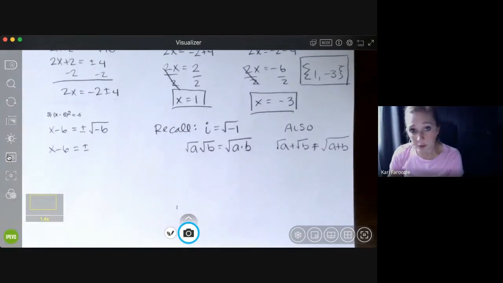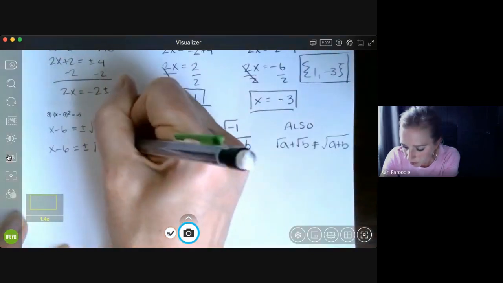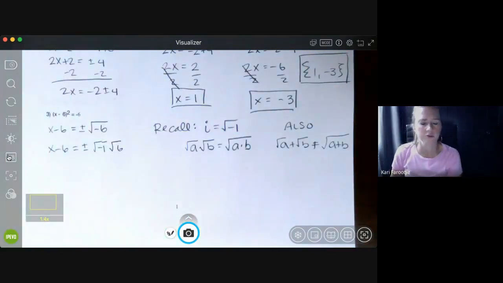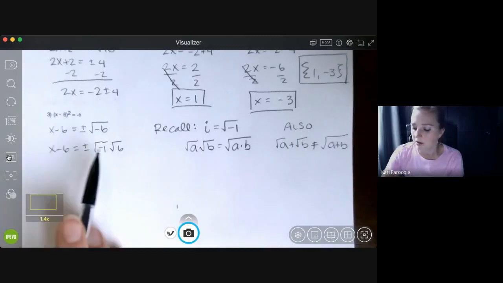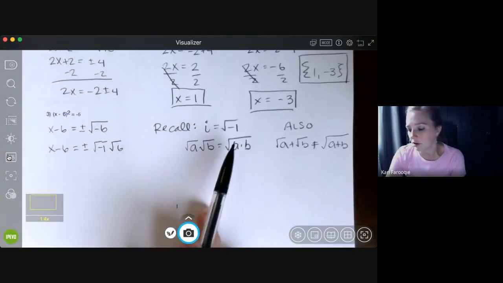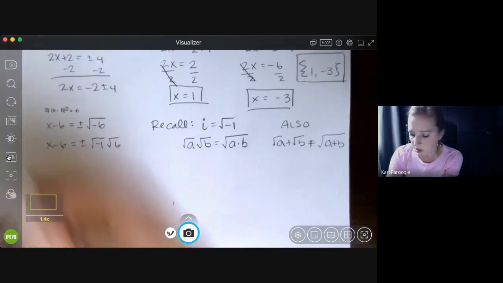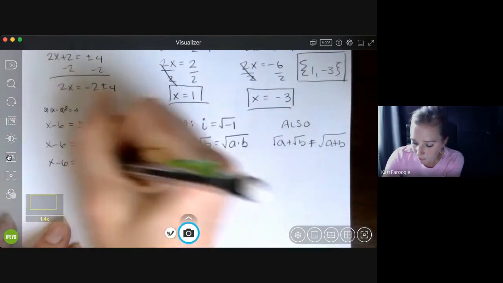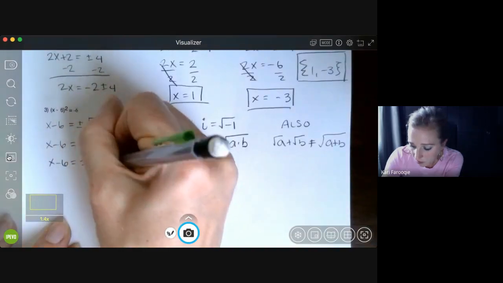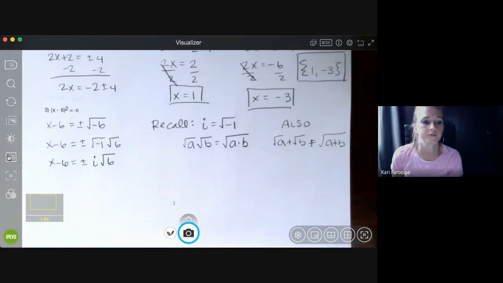Since I can split up a product, I'm going to split this up into the square root of -1 multiplied by the square root of +6. And since I reminded you already that the square root of -1 is i, we're going to swap that out. We need to use i notation here. So we have plus or minus i times the square root of 6.